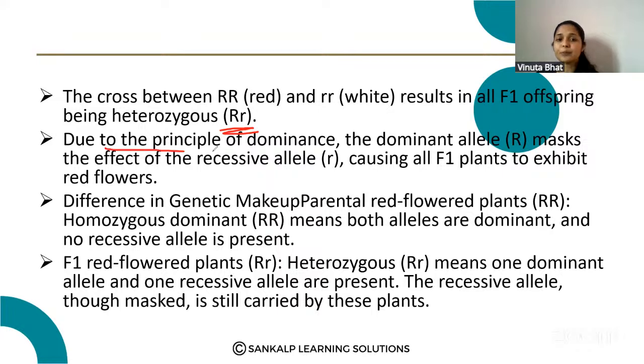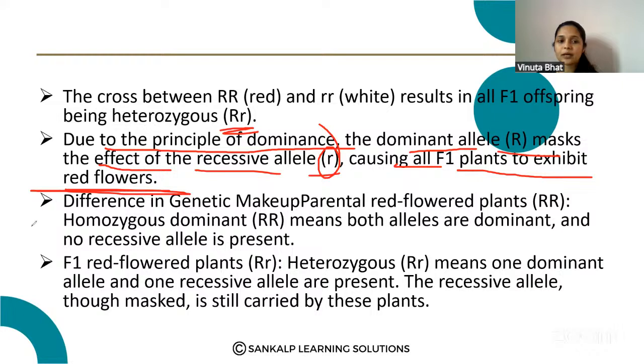Due to the principle of dominance, the dominant allele R masks the effect of the recessive allele, that is small r, causing all F1 plants to exhibit the red flowers. All plants are forming the red flowers.